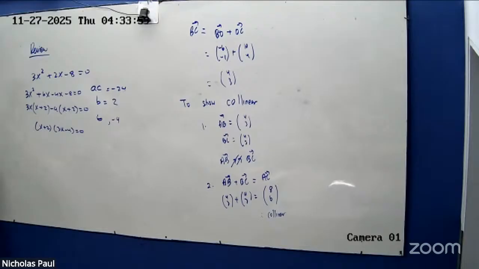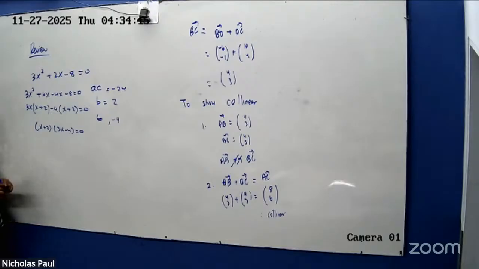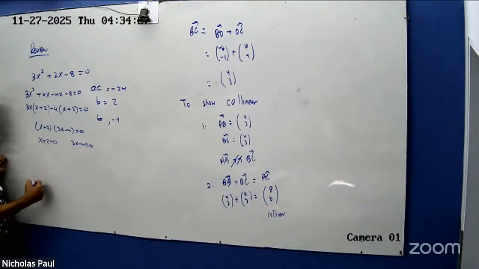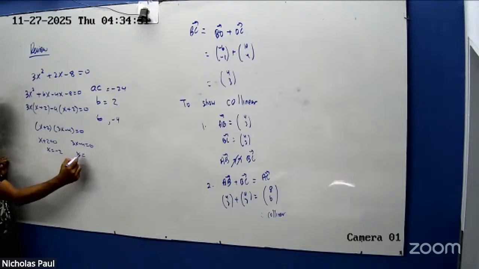But how do we solve it now after we reach here? After we factorize, how are we solving it? We have a product. So we could say x plus 2 is 0, and we could say that 3x minus 4 is 0. So we know x is minus 2 and x is how much here, Michael?